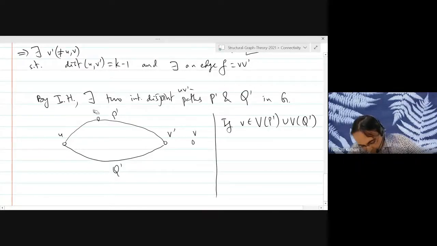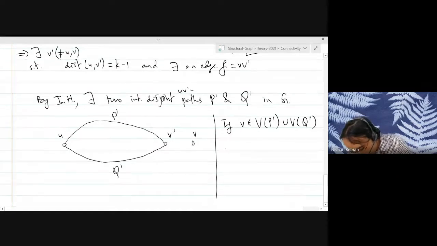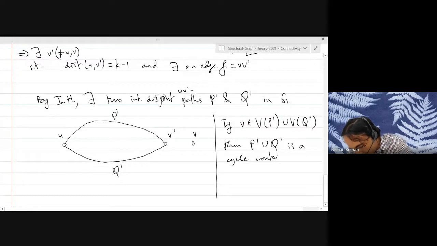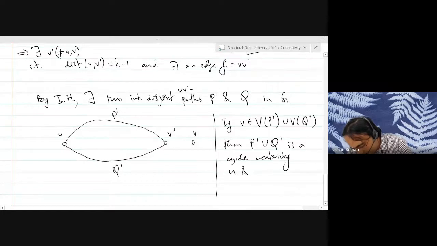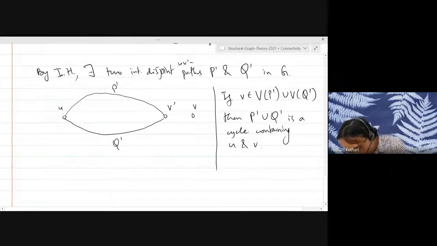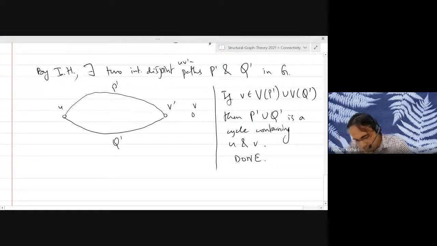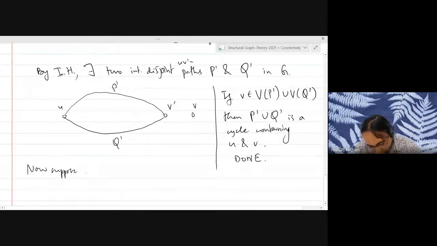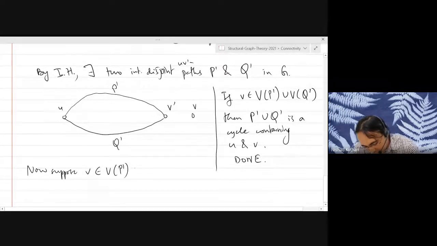Okay. So if the vertex V belongs to any of these paths, then P prime union Q prime is a cycle containing U and V, which we know is equivalent to having two internally disjoint paths between the vertices. So done. Now suppose that the vertex V does not belong to P prime and it does not belong to Q prime.